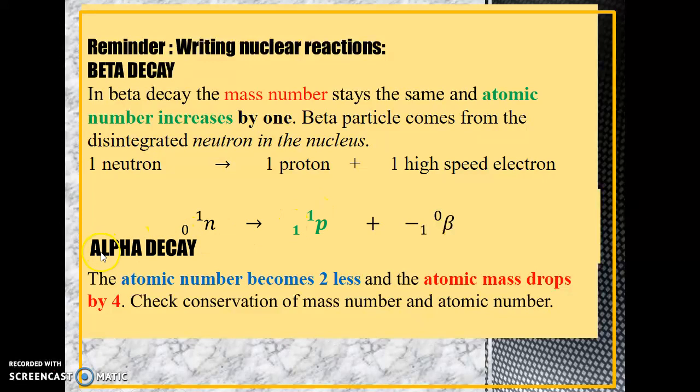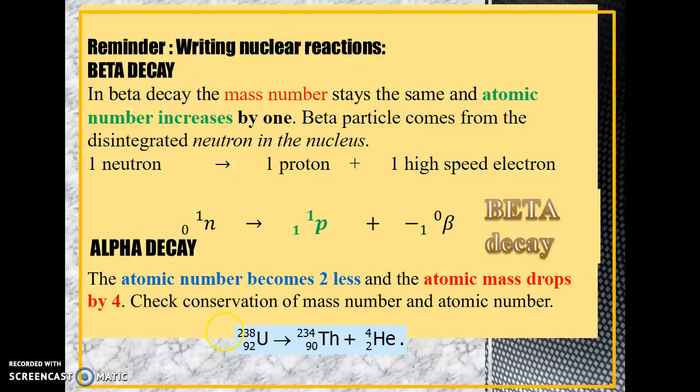Then for alpha decay, the atomic number becomes 2 less and the atomic mass drops by 4. For example, here's uranium decaying to thorium. 238 becomes 234, 92 becomes 90 plus 2. You can see that the atomic number on the left and on the right are conserved, and the atomic mass at the top on the left and on the right are conserved. So you need to check that.